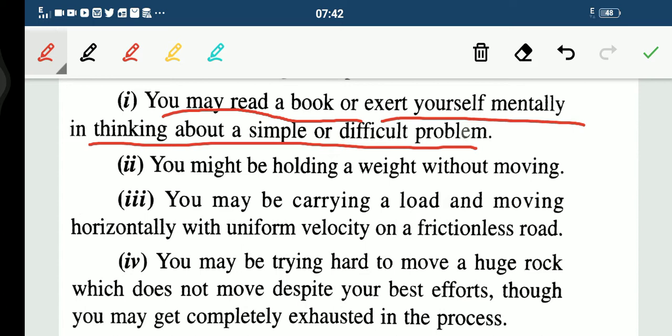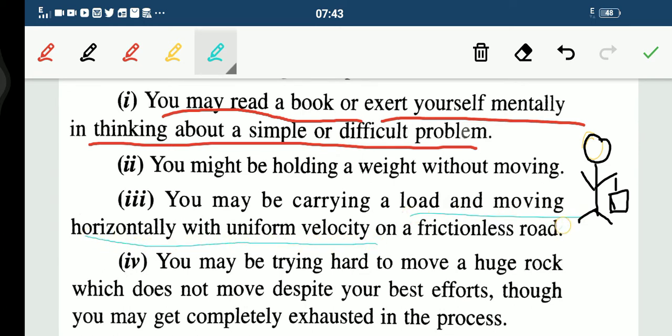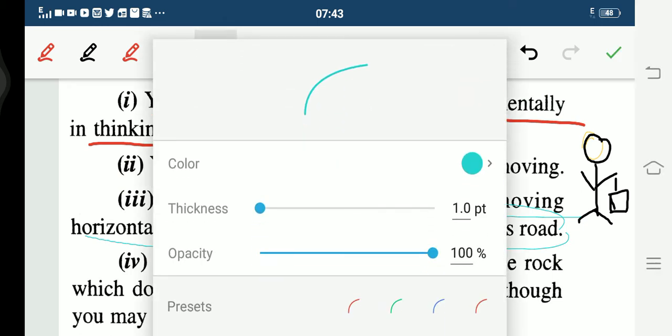Similarly, the second example: you might be holding a weight without moving. Suppose you are standing at one place, holding a bag, but you're not moving. At that time also we say that we are doing work, right? This is not the scientific definition, remember students. And the third one, you may be carrying a load and moving horizontally with uniform velocity on a frictionless road. At that time also we say that we are doing work.